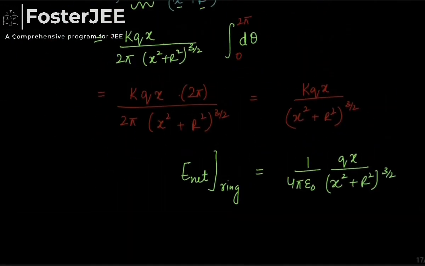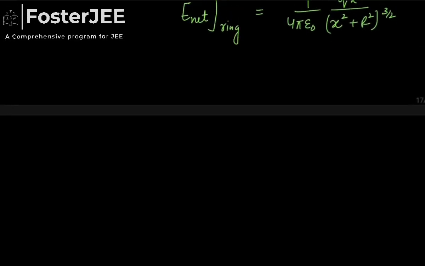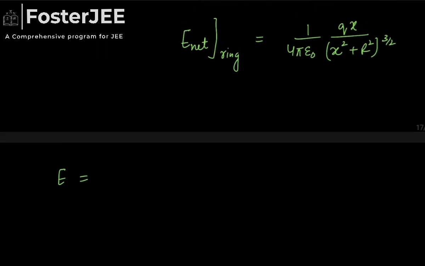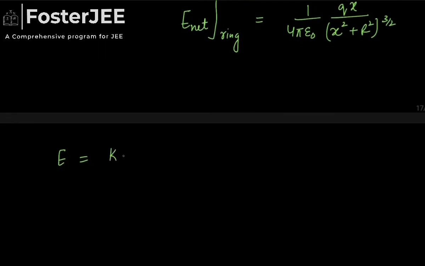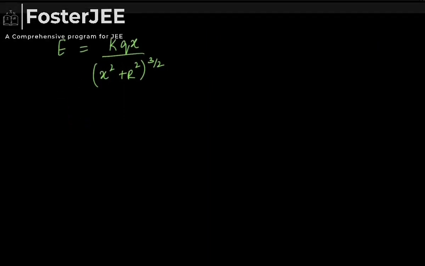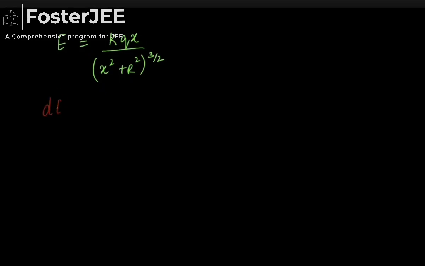Now suppose this field is dependent on x. So we will write the expression as E equals kq x upon x square plus r square whole power 3 upon 2. Suppose we want to find the maximum electric field. So for maximum at any distance, we will differentiate the electric field with respect to x. So we will get kq.